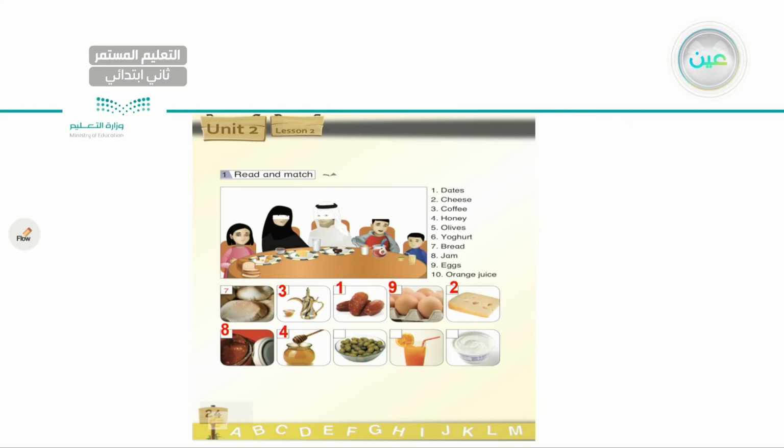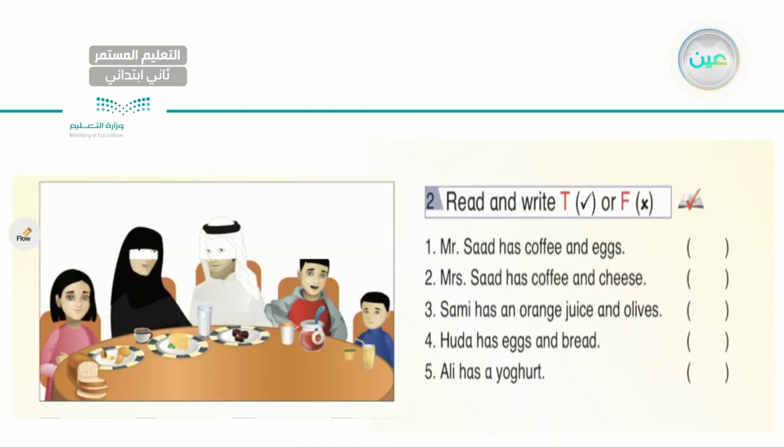Now, right next to it, I have olives. Very good. Number 5, olives. Countable. Then I have number 10, orange juice. And we will end our exercise with number 6, yogurt. Uncountable. Okay? Make sure you are writing the correct numbers in the correct place.